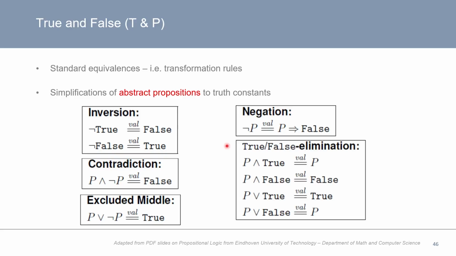And lastly, here are some equivalences for true-false elimination. P and true is equivalent to P. P and false is equivalent to false. P or true is equivalent to true. And P or false is equivalent to P.